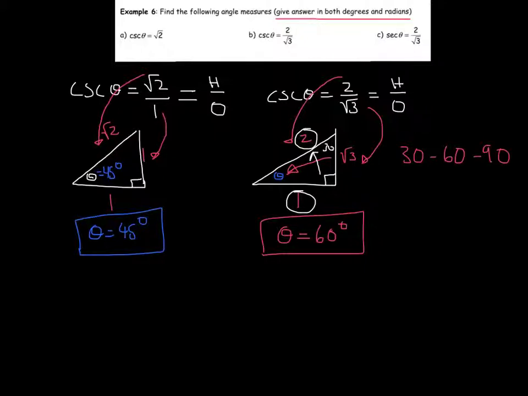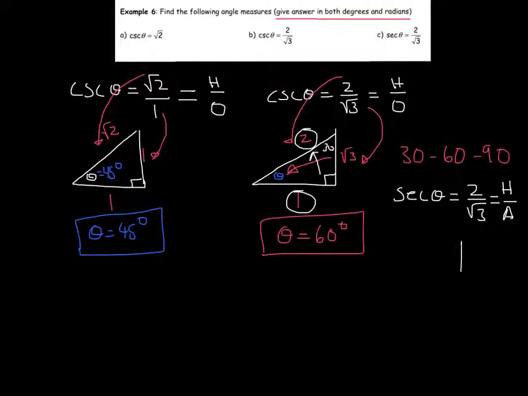All right, let's do this third example. Secant of theta is equal to 2 over root 3. Secant, okay, that is going to be the reciprocal of the cosine. So this is the way I want you to be thinking. Cosine, adjacent over hypotenuse. Oh, so this must be hypotenuse over adjacent.